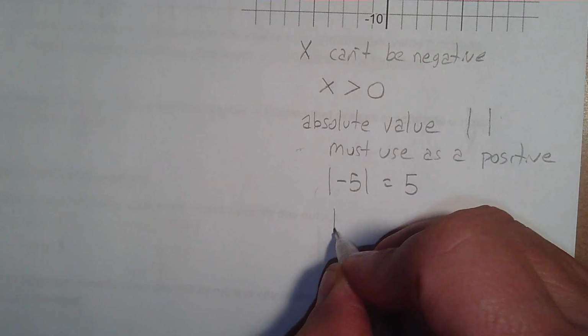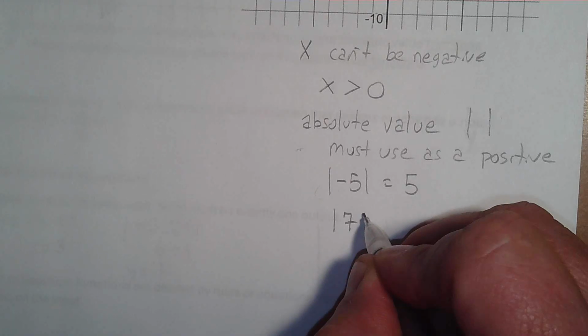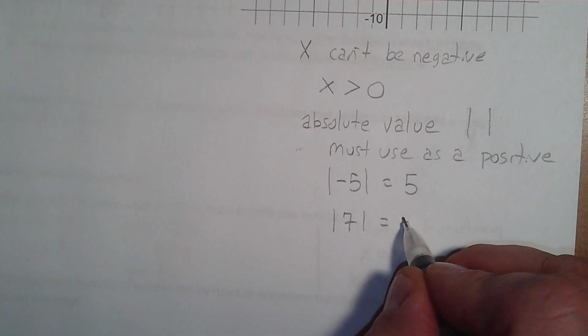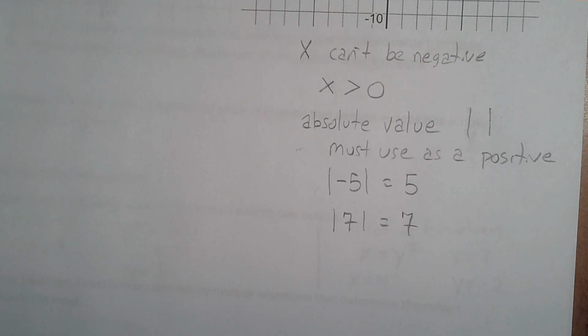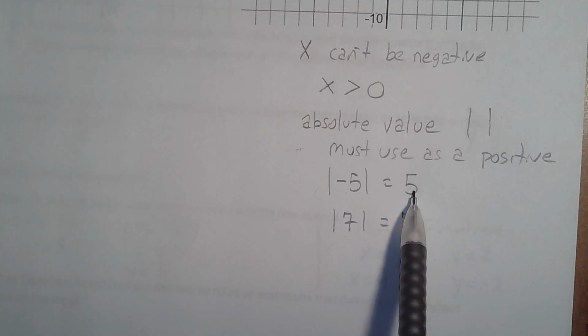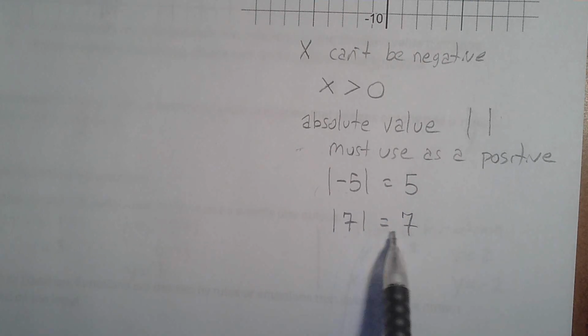All right, let's do this. What if I said absolute value of 7? Well, what does this mean? You can only use it as a positive number. Well, it's already positive. Great, awesome. We don't have to do anything to it. So if it's negative, this means no, you're not going to use a negative. You're going to use this as a positive. And if it's positive, okay, that's fine then. We don't have to do anything with it.